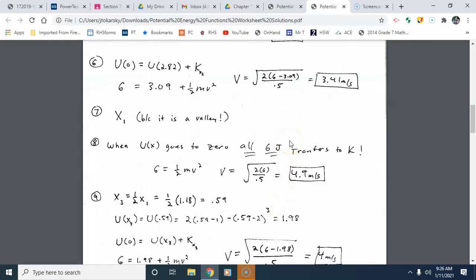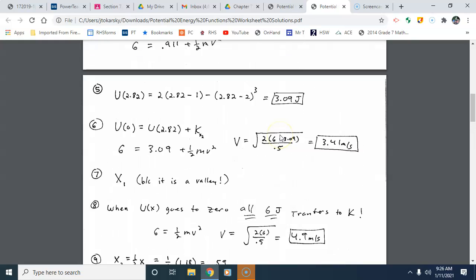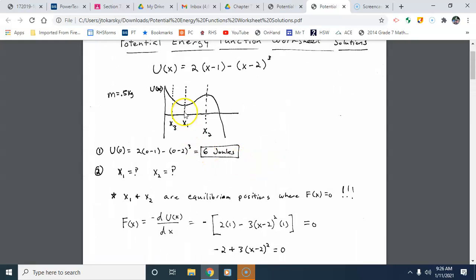Number 7 should be a pretty simple question as long as you remember from last week. Which position of these two already defined equilibrium positions, x1 or x2, is stable equilibrium? Which one is it? Which one of those would be considered stable equilibrium? You remember what that meant?